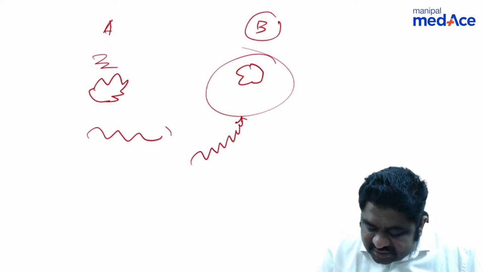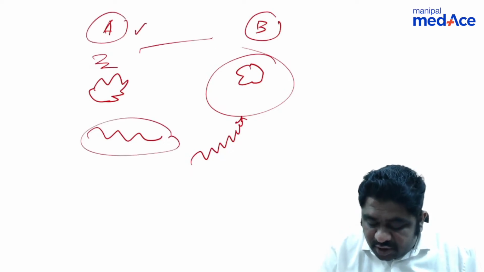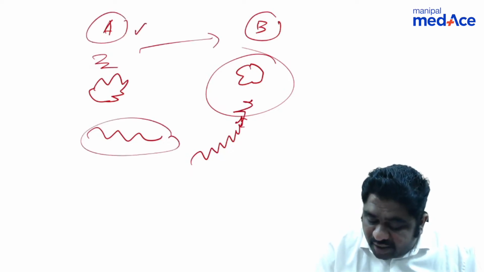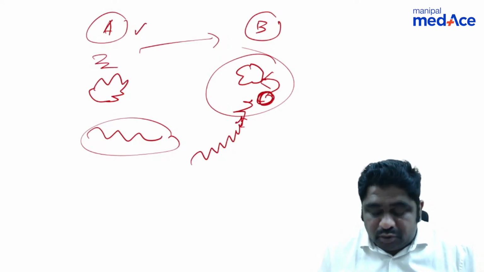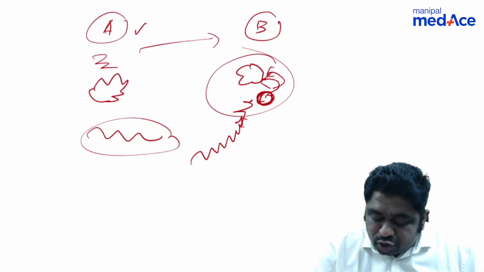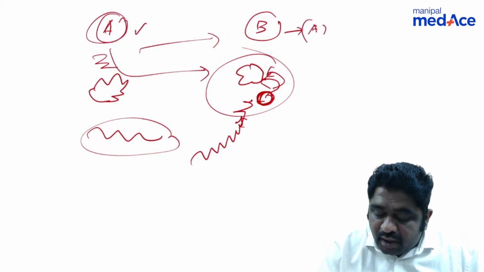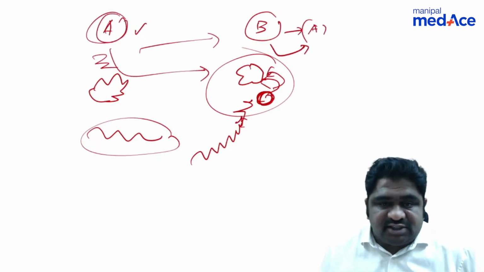Because B realizes this DNA belongs to an organism similar to itself, the DNA will be welcome. Now, this information can stay separate, or it can integrate with the host chromosome. Once the information integrates with the host chromosome, the information from A enters into B, and B starts behaving like A. B is transformed into A. That is called transformation.